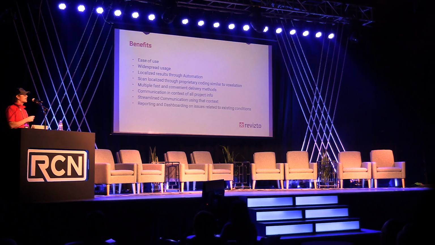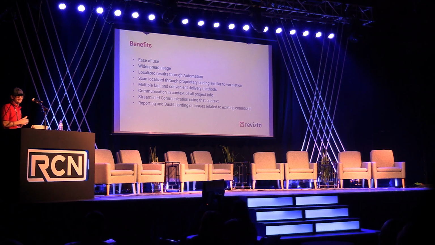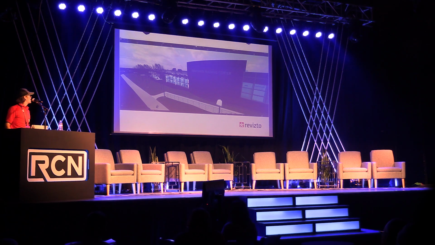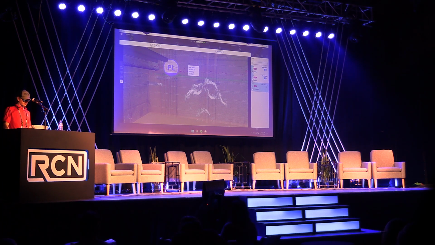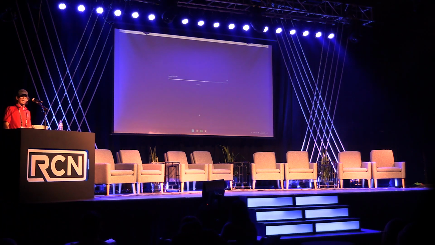One of the big questions that we got last year was okay, if I have a gigantic scan that spans multiple buildings, how do I know exactly where this little bitty item is hitting this? And that's where dividing that scan up based on our proprietary formats came into play. Multiple delivery methods, communication and context, streamlined communication, and then reporting and dashboarding. So all things that we're really focused on. What we're going to be looking at today is the data set that was used by the United Association in their training classes this year.